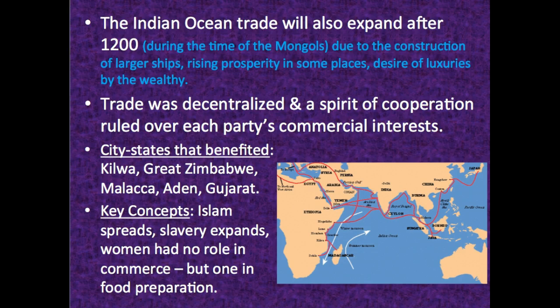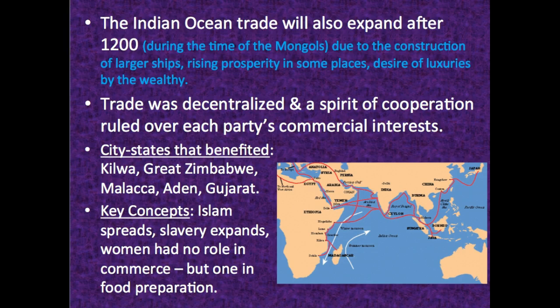The Indian Ocean trade also expands after 1200 during the time of the Mongols. It's due to the construction of larger ships. You have rising prosperity in some places and the desire of luxuries by the wealthy. Trade was decentralized and in a spirit of cooperation, it was ruled over by each party's commercial interests. So this also helps make the age of exploration in the early modern period possible. So we'll talk a little bit about that once we move into next semester.